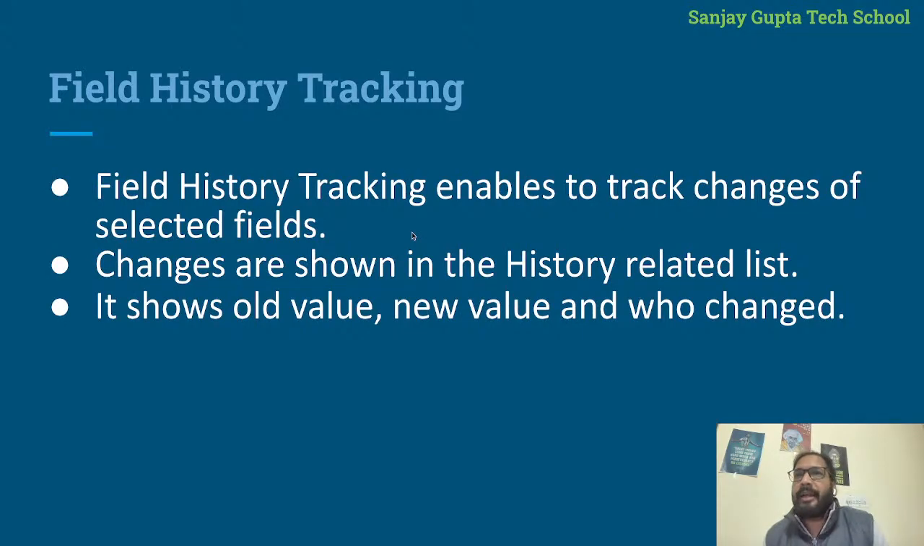Field history tracking enables you to track changes of selected fields. It is similar to feed tracking, but changes are shown in the history related list. So if you enable feed tracking, the changes you will see in the Chatter component. But if you enable field history tracking, the changes you will see in the history related list, and it will also show you the old value, new value, and who changed, right?